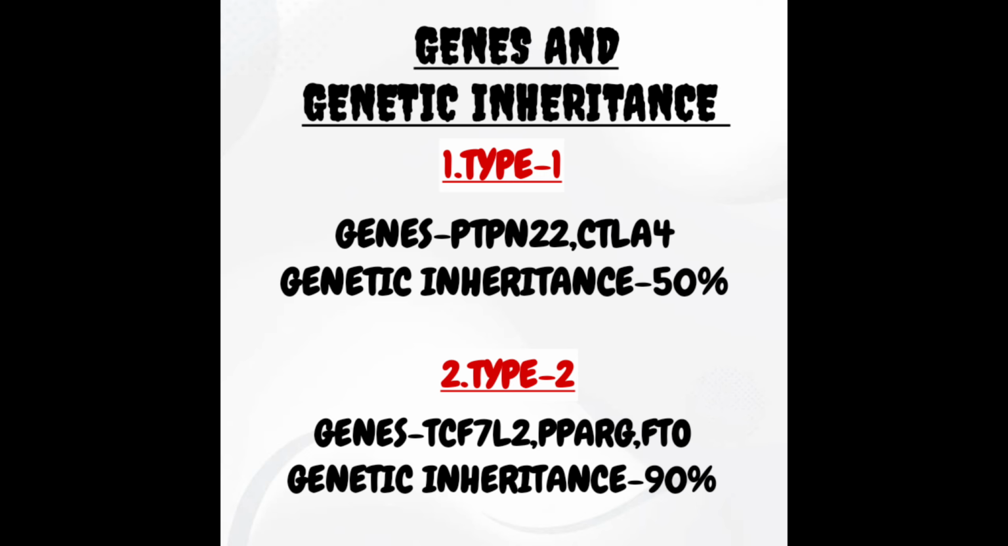Genes and genetic inheritance. Type 1 is associated with mutation in CTLA4 and PTPN22 with 50% genetic inheritance, whereas type 2 is associated with genetic mutation of TCF7L2, PPARG and FTO with 90% chances of inheritance.